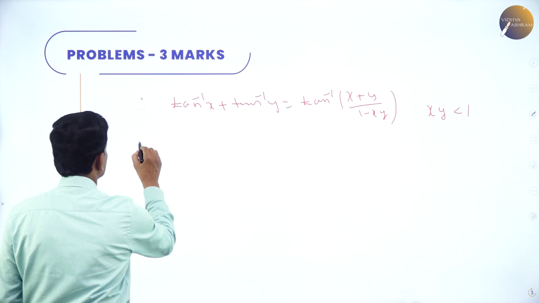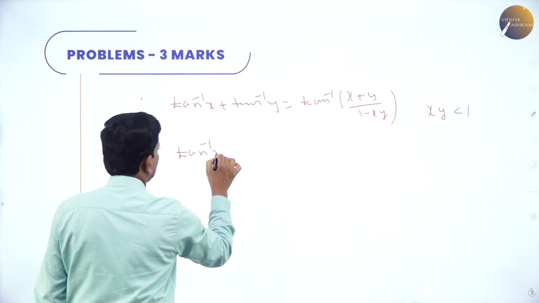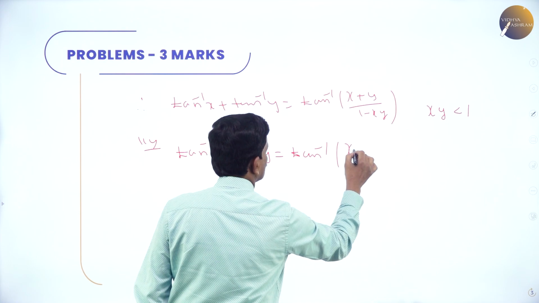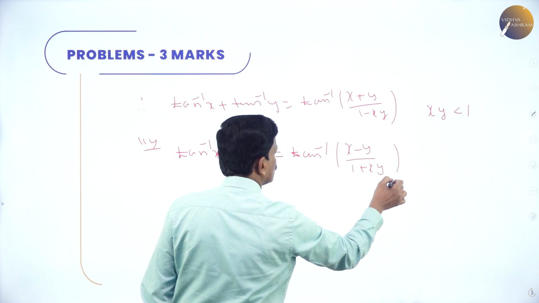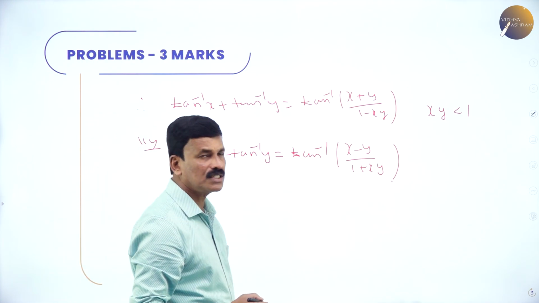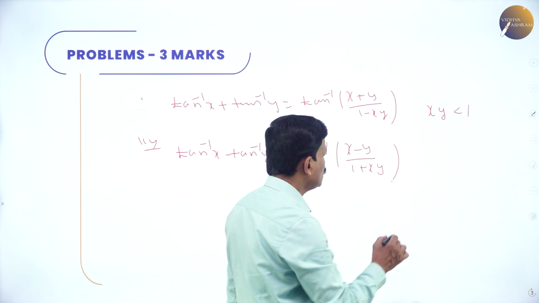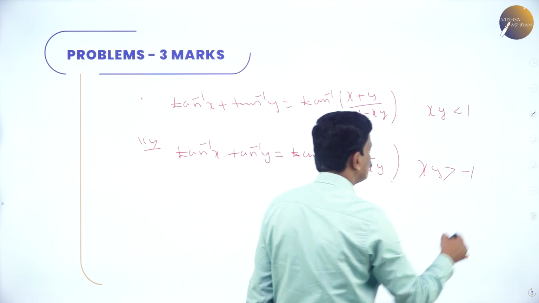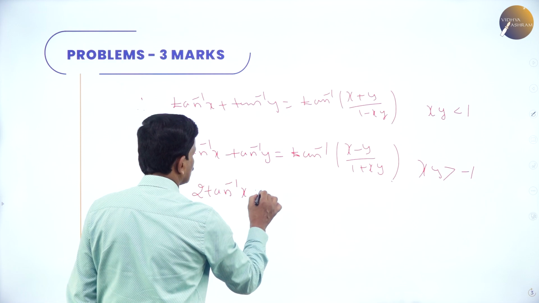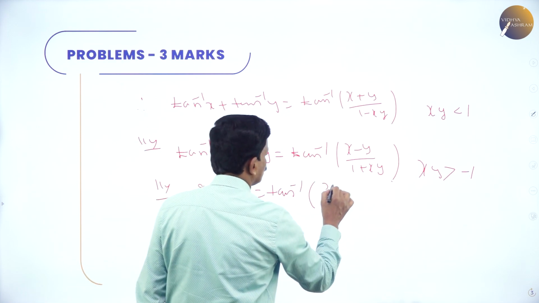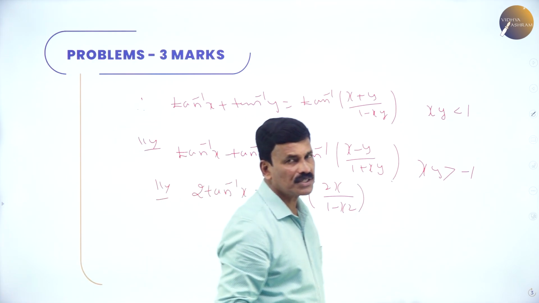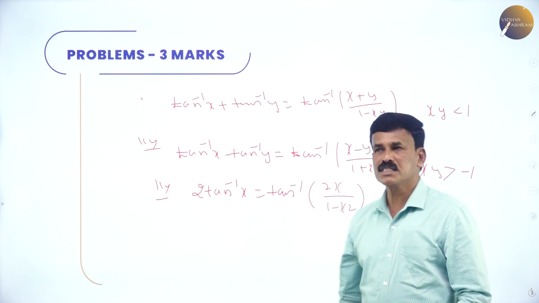Now similarly we can write tan inverse of x minus tan inverse of y is equal to tan inverse of x minus y divided by 1 plus xy, where xy is greater than minus 1. And the last one, similarly, we have one more formula, that is 2 tan inverse of x is equal to tan inverse of 2x divided by 1 minus x square. These are the 3 important formulas. Based on this, we are going to solve the problems. Right. Now let us move on to the problems.